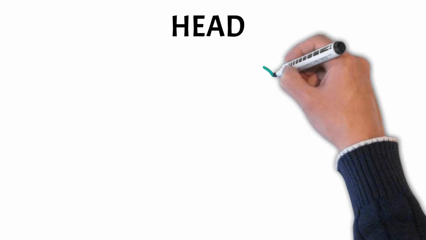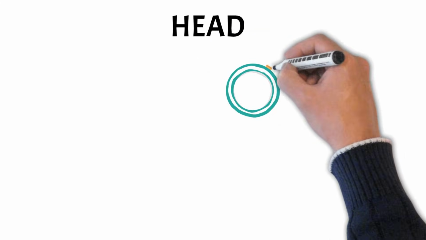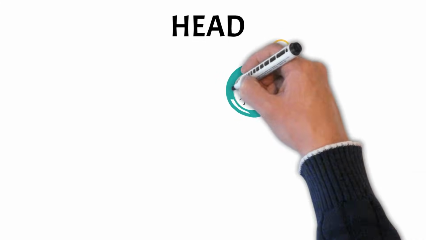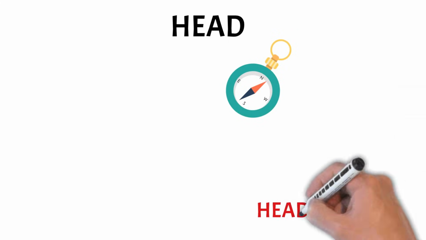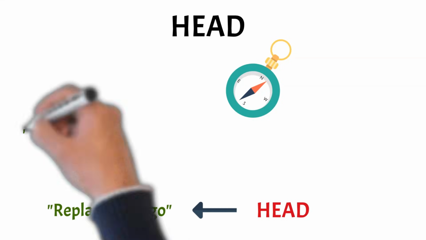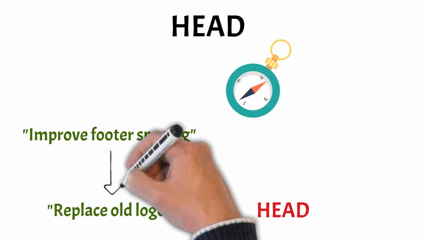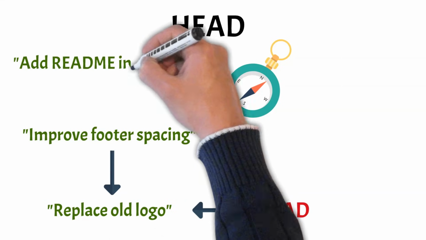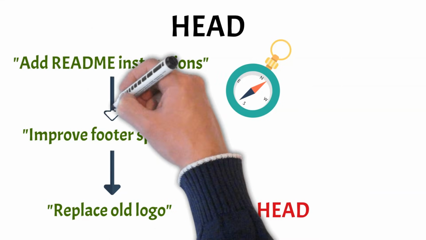Now to something tied directly to checkout. Head, your pointer in Git's timeline. Head is like your compass. It always points to where you currently are in the project's timeline. If head is set on a commit like replace old logo, that means this is the version of the project you're actively working from. You can think of it as a small marker that says you are here.